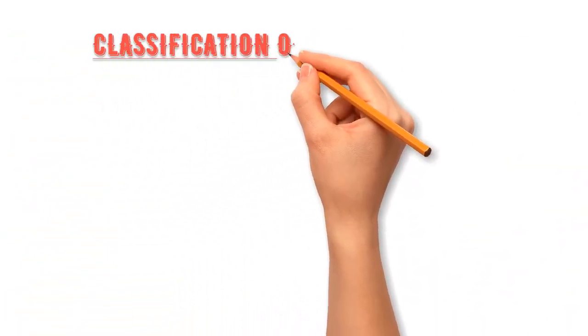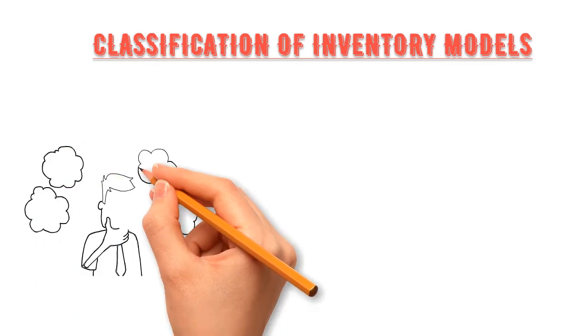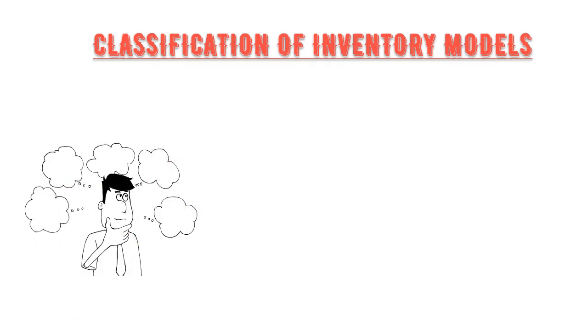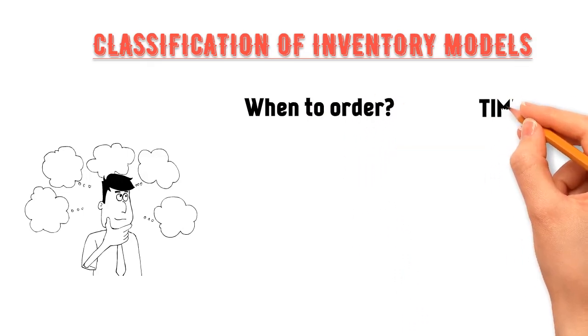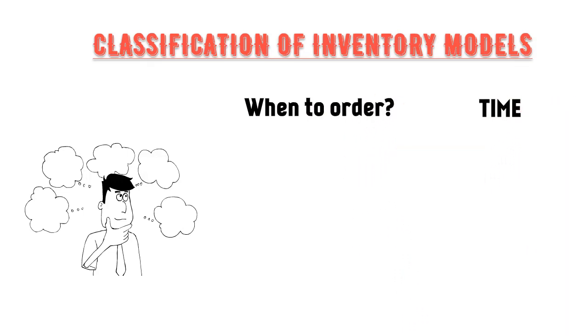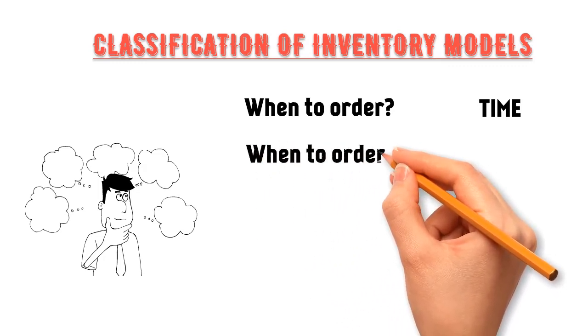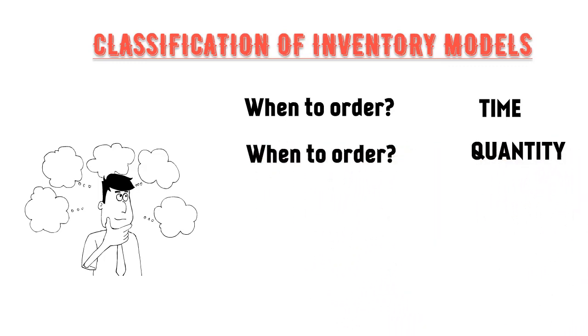And what are the classifications of inventory problems? Before we attempt to classify inventory problems as they exist in a manufacturing or service organization, it is pertinent to know what is to be determined related to inventory management for an item. First one, when to order for this item, that is time. And then we have how much to order for this item, that is quantity. Hence, there are two parameters related to the above questions for any inventory control system.